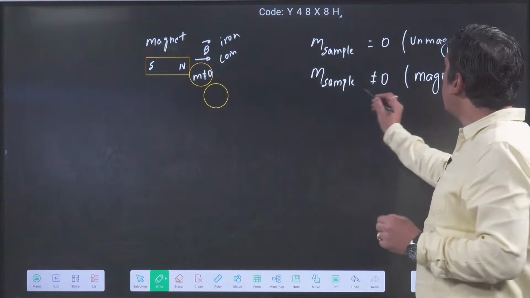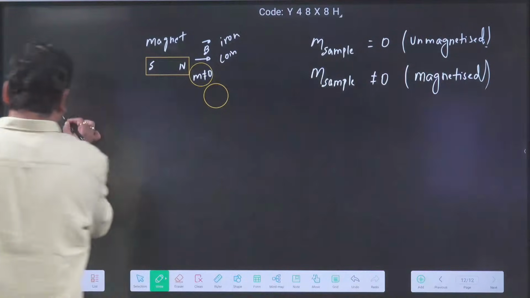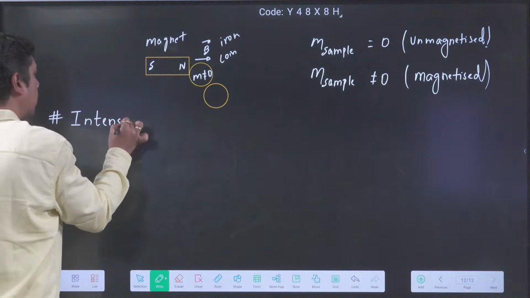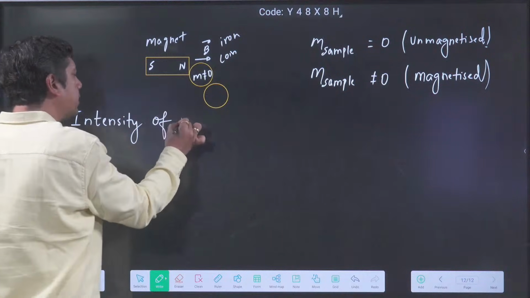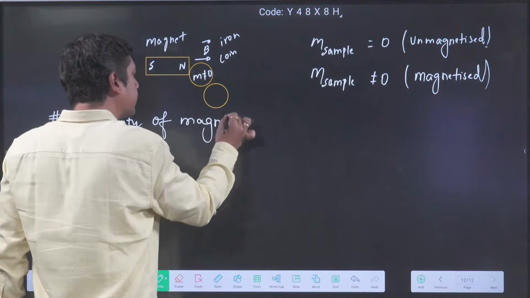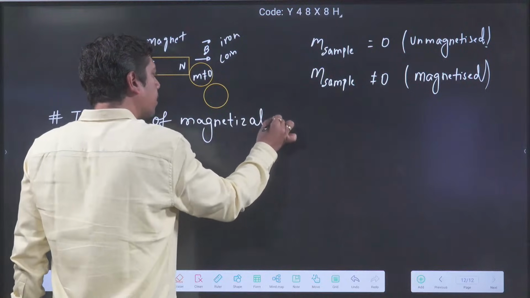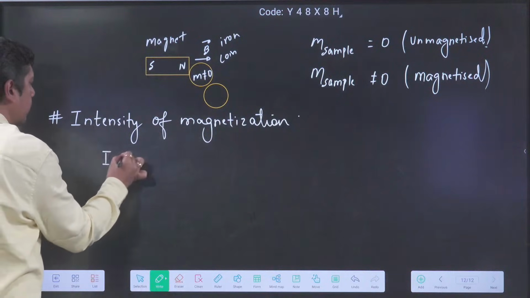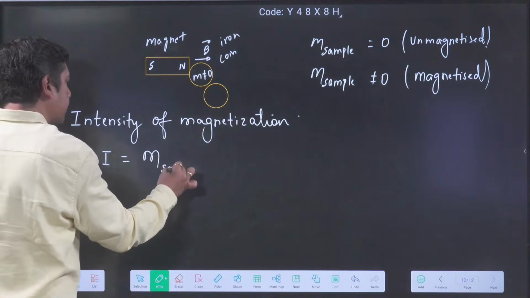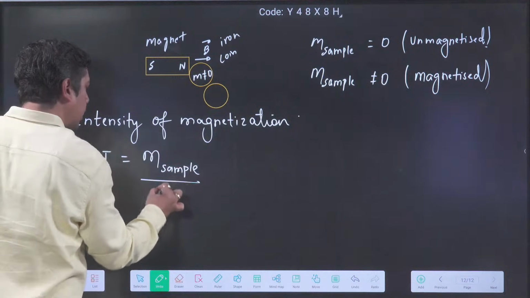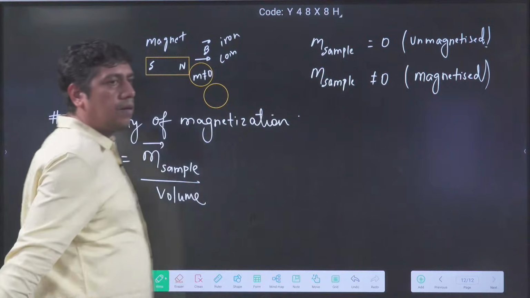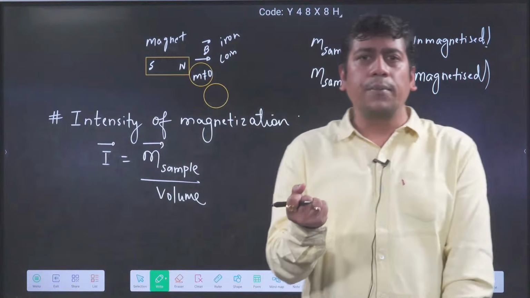Now, how strongly has anything been magnetized? We define it with the term intensity of magnetization. Intensity of magnetization is M sample by volume. Intensity means how strongly a material has been magnetized.